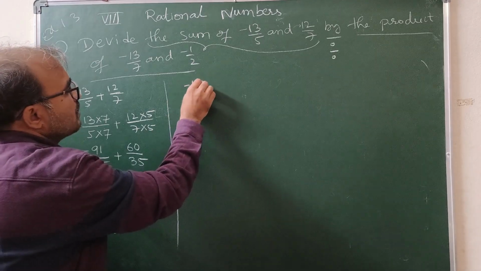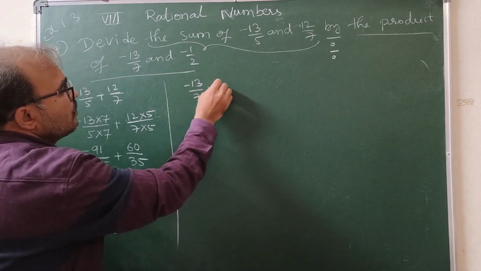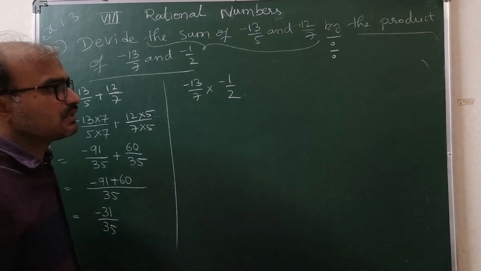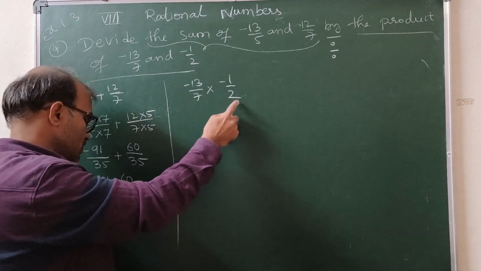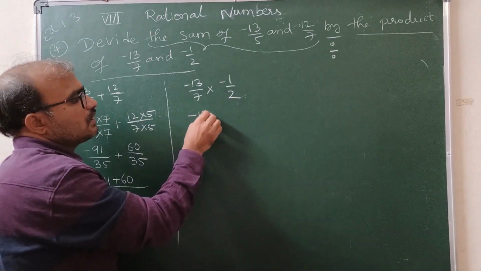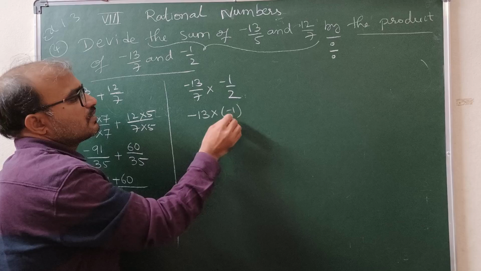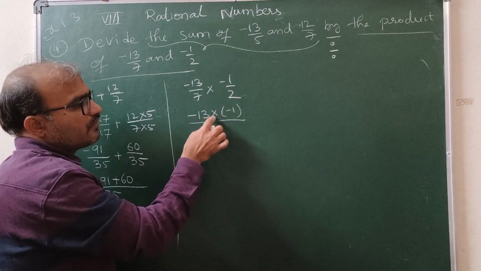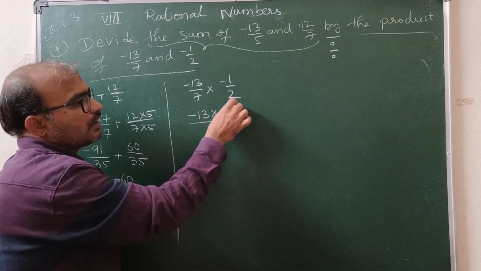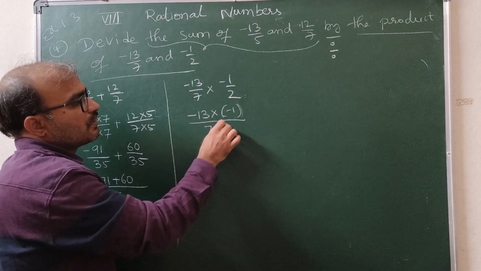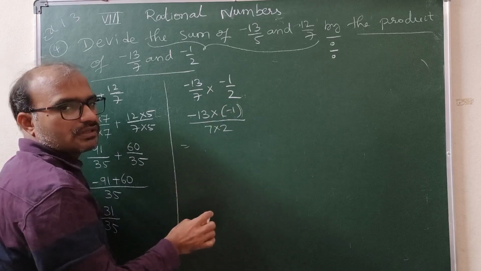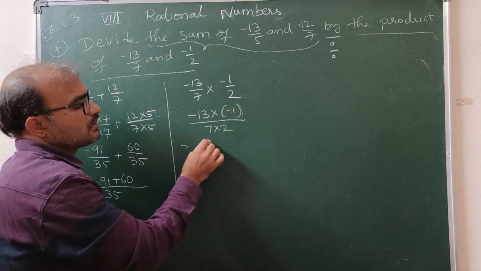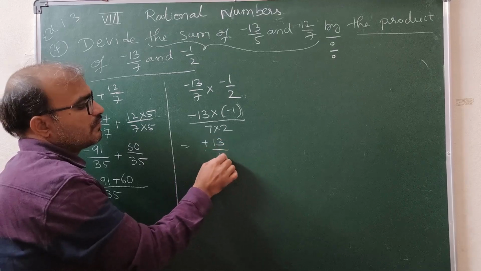So now minus 13 by 7 into minus 1 by 2. We know already how to multiply fractions, numerator into numerator, denominator into denominator. So minus 13 into minus 1. When you write a negative number with any operation, you have to write it in brackets. 7 into 2. So minus into minus is plus, right? You should know that minus into minus is plus. Plus 13 by 14.